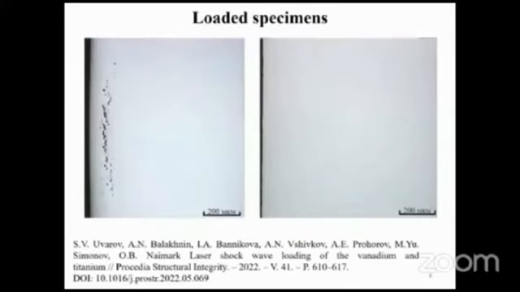Two characteristic types of loaded specimens are shown on this slide. The results were obtained by the authors of this article. In one case, signs of spall fracture are visible, the left one. In the other case, spall fracture is absent, the right one.